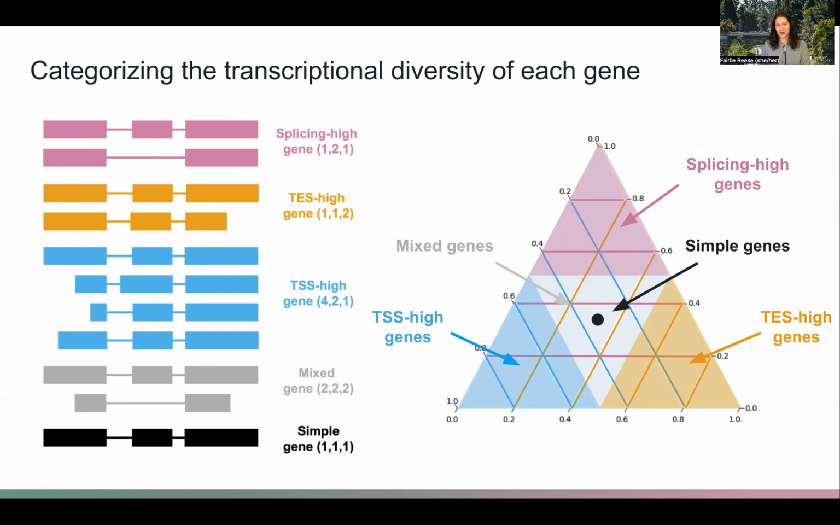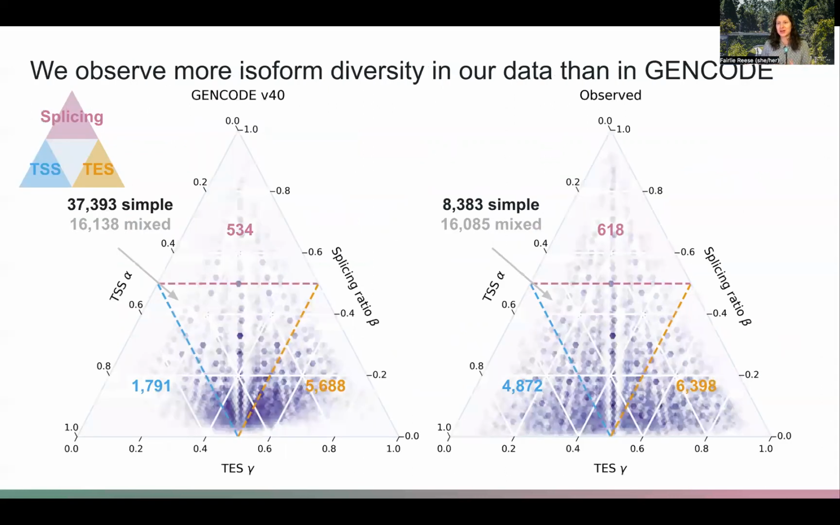So what does this actually look like in practice? Well, here we're comparing the density of these genes based on their transcriptional diversity, based on those triplets, between GenCode on the left and the data that we actually see in our long-read RNA sequencing on the right. And so what you can see here is that we see an outflow of our genes into these corners of the simplex compared to GenCode, especially at the 5' and 3' end.